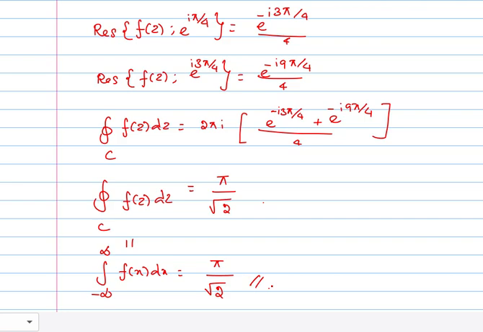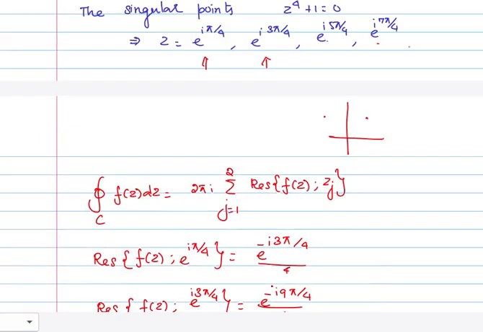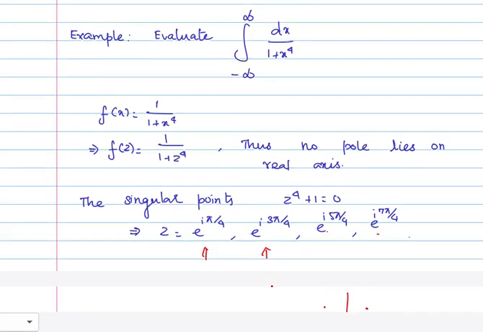So this integral we can evaluate easily this way, but these improper integrals are very difficult to evaluate otherwise. I hope you understand how to evaluate the improper integral using contour integral.